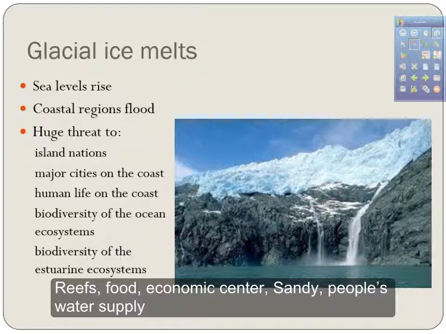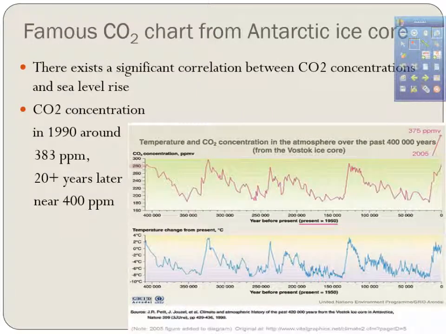All of the major cities on the coast, like Houston, Galveston, all of the human life, I mean, it's some ridiculous number, like 3/4 of people on Earth live relatively near a coast. It changes the ecosystems, changes the biodiversity of all the estuarine and the ocean ecosystems, so it just messes up. Relatively small increases in sea level change a lot about what's happening.